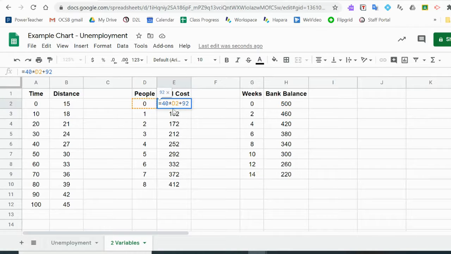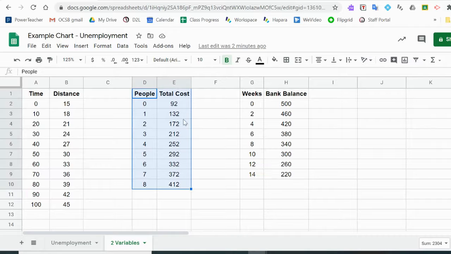So this is an event that costs $40 per person, while D2 is the number of people. The next row, D3 is the number of people. So $40 times one person plus the initial fee of 92. And it's the same way all the way down. $40 times the number of people plus 92. Now this would make a graph.